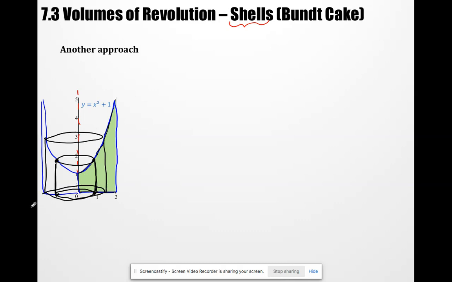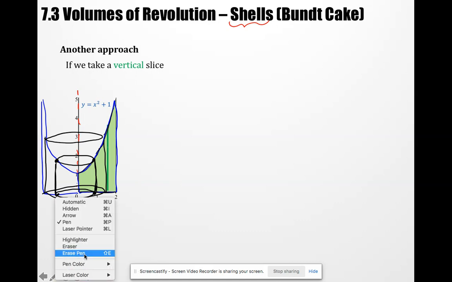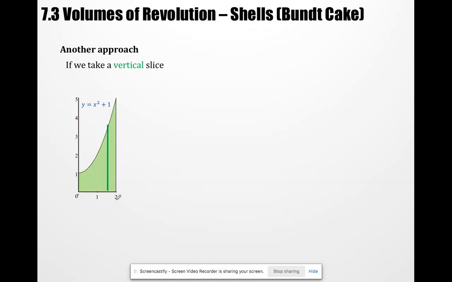I don't know if any of you know the Matryoshka dolls, right? In the Russian or the Baltic area, the Matryoshka dolls, right, that nestle inside one another. That's what these are like. Shells are like nestling a whole bunch of cylinders inside one another. And all I have to do is add up the volume of all of these cylinders from 0 to 2.